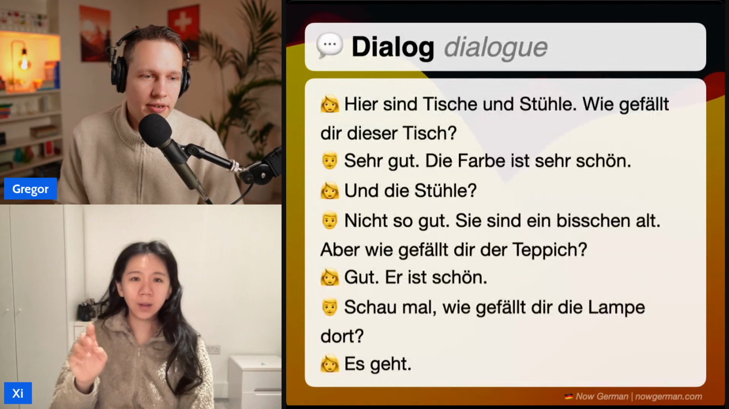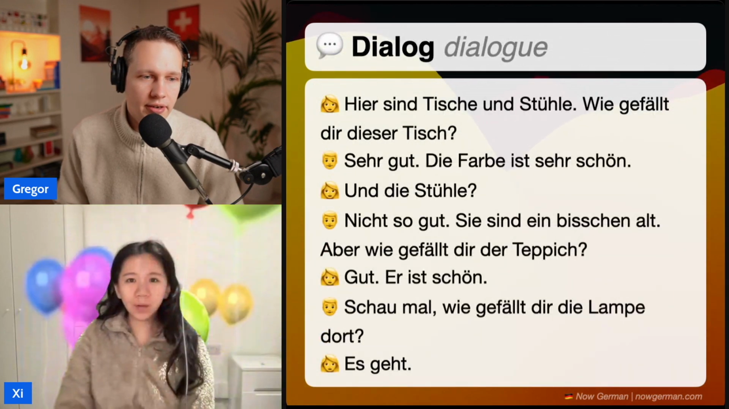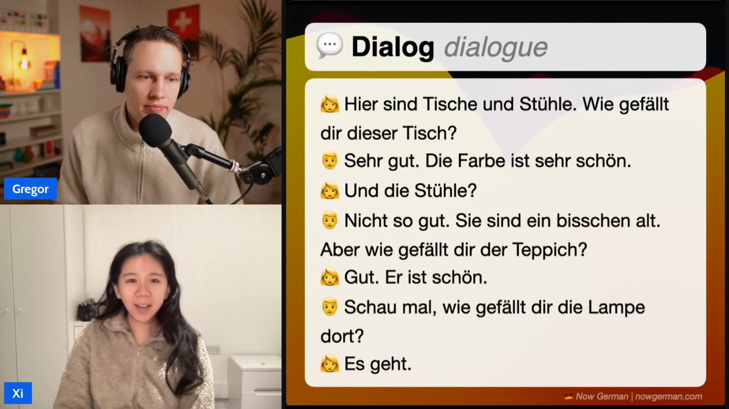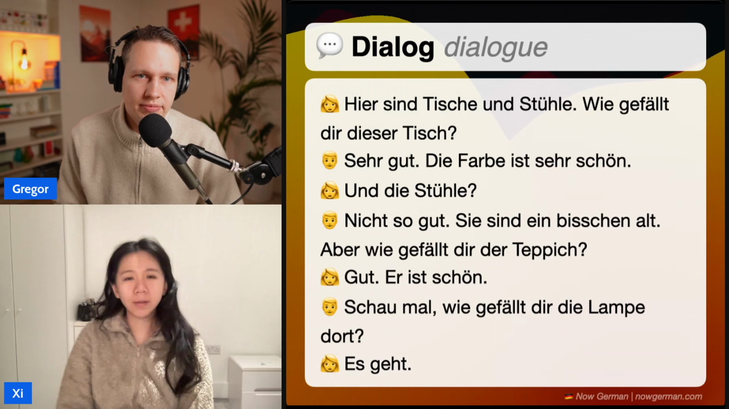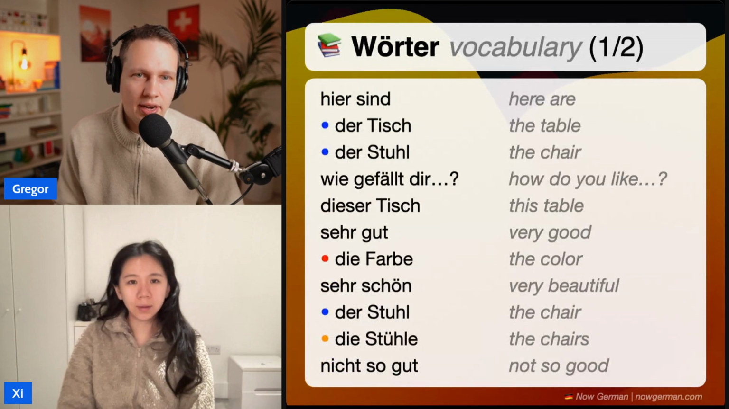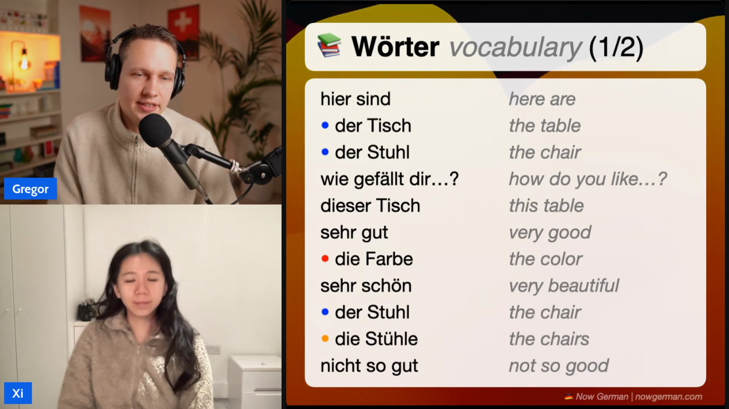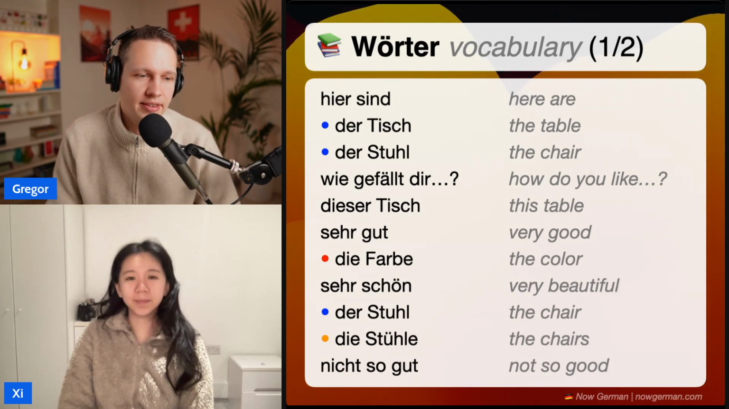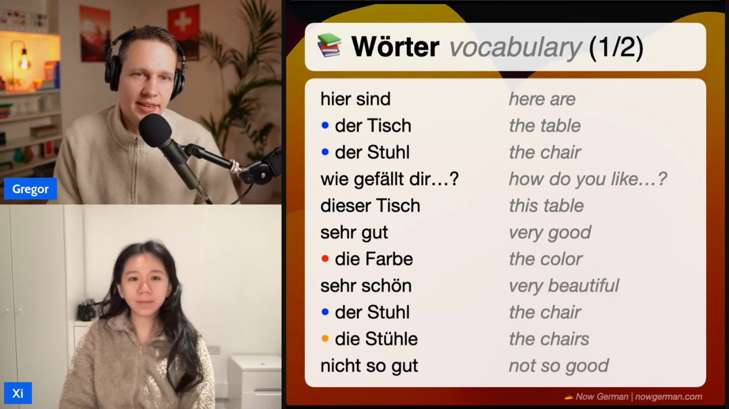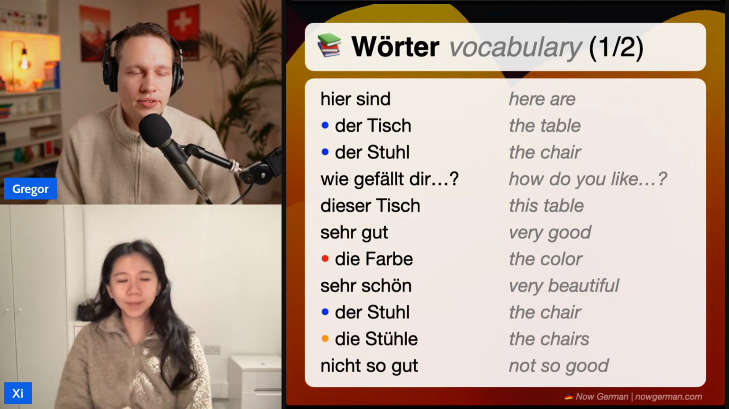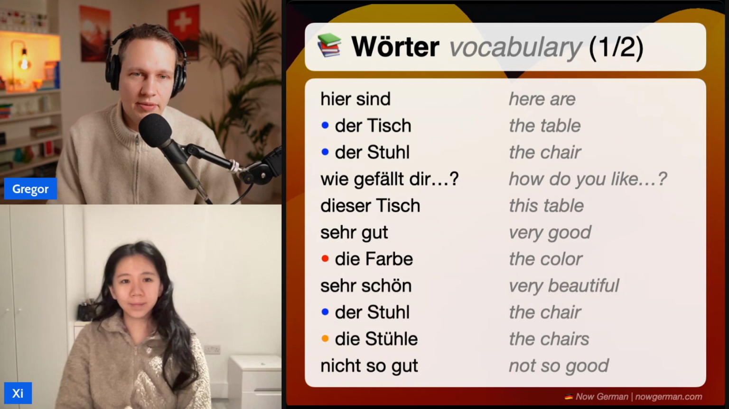What is the wie gefällt dir diese? What's the meaning of diese? Dieser, yes, we will actually see that in the vocabulary. You see it here as item number 5. Dieser Tisch, that means this table. Dieser is this. Dieser. Diese. Yes, exactly. And let's go through it in order, and I'll tell you something more about it when we get there.